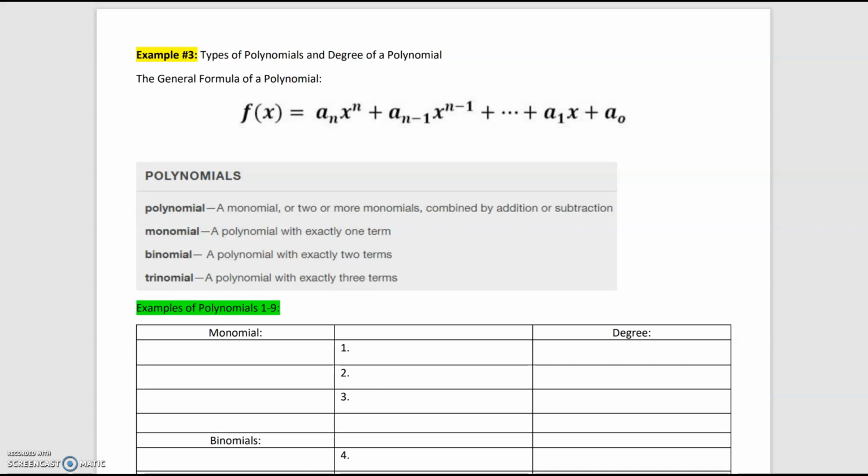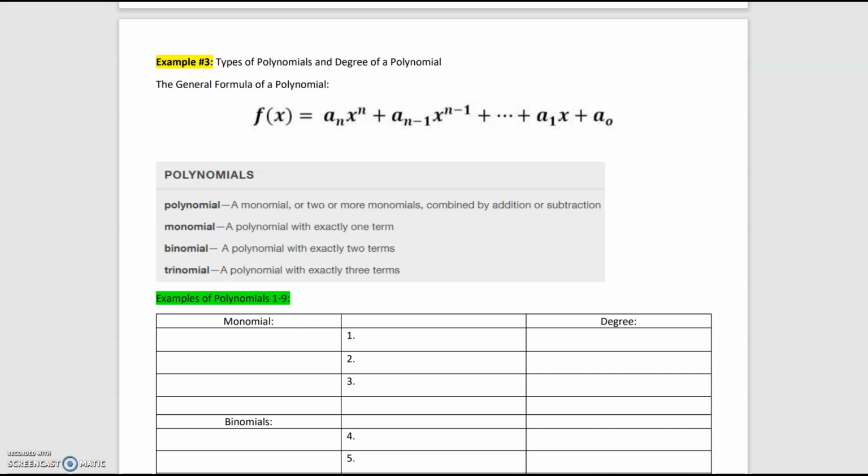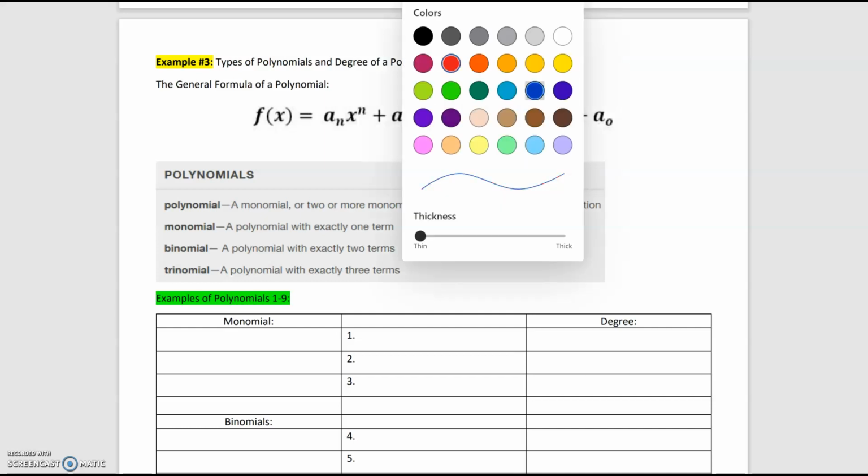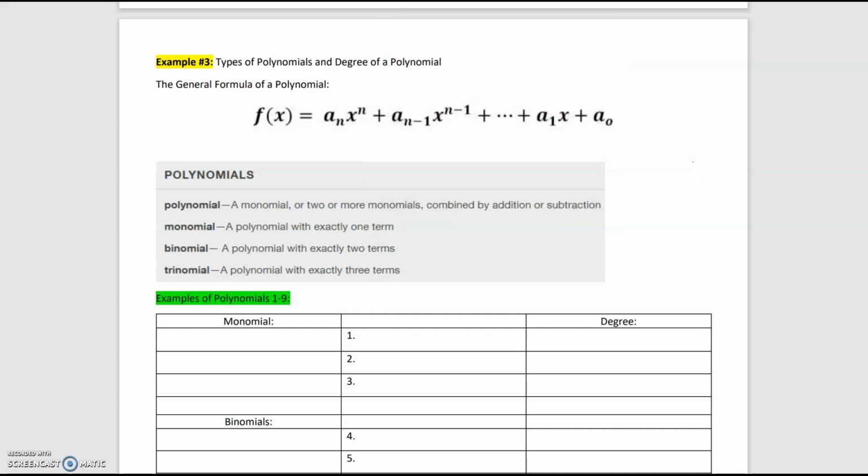Hi class, we need to take a look at polynomials and types of polynomials. So let me first start with what we define as a polynomial, and that would be this generic form. Now, it looks very messy, but that's because you just have constants. And here's the basic idea.